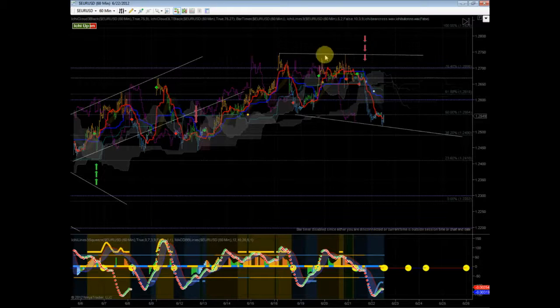Looks like we have here one particular type of broadening top where we have a parallel line as far as resistance, and then we have an inclined support line for the bottom of this broadening top, so the trend may reverse. Depends obviously on the news coming from the Eurozone and the US.